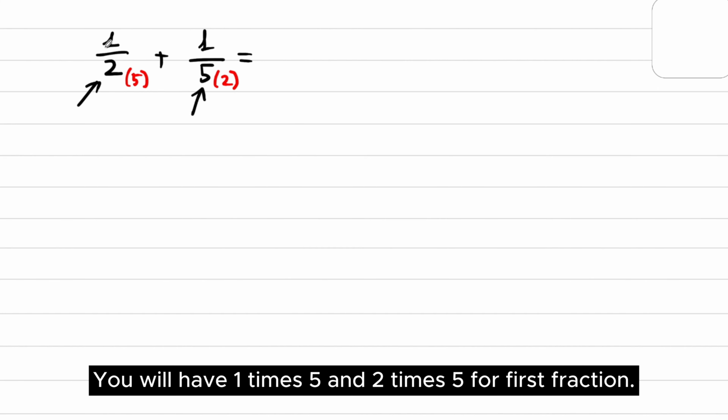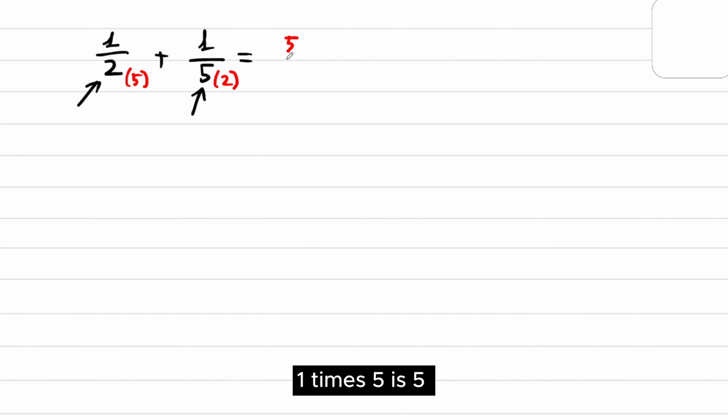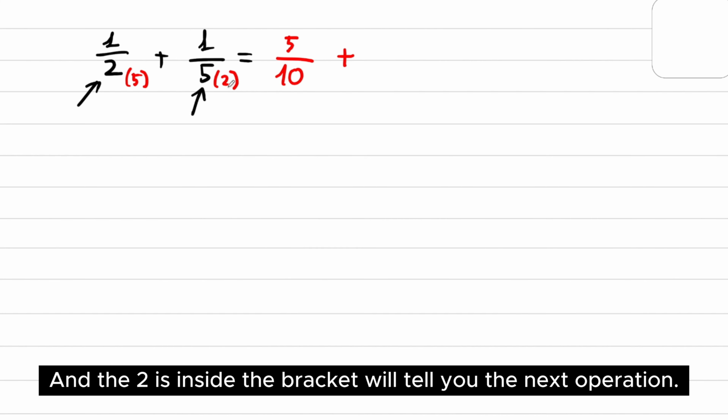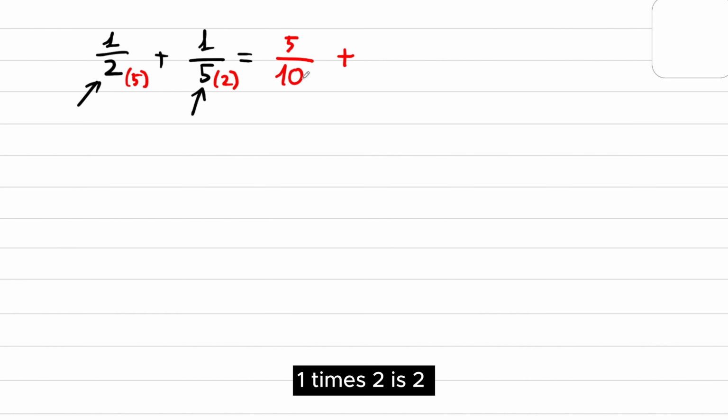You will have 1 times 5 and 2 times 5 for the first fraction. 1 times 5 is 5 and 2 times 5 is 10. For the second fraction you got 1 over 5, and the 2 inside the bracket will tell you the next operation. 1 times 2 is 2 and 5 times 2 is 10. Yeah, okay. So that is the next step.